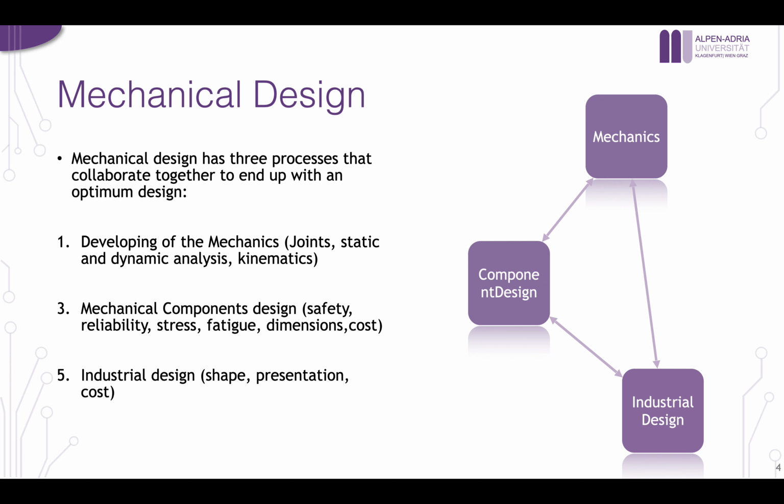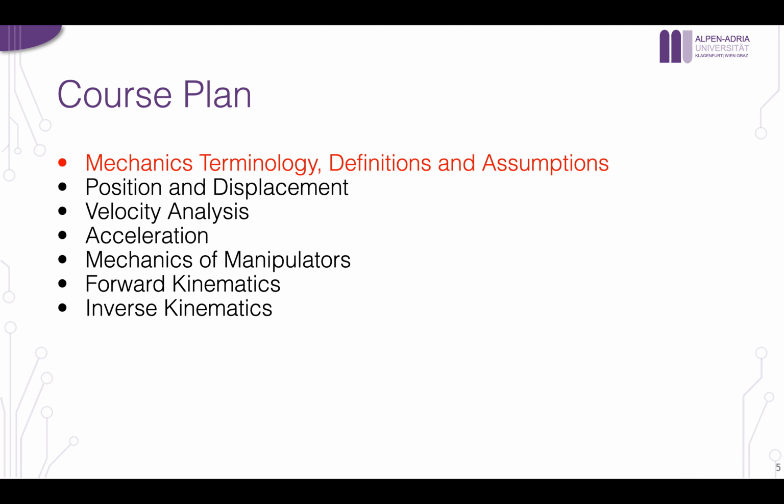Now regarding the mechanics, it is more about the joint static and dynamic analysis, which is also called kinematics and also kinetics. The mechanical component design is micro scale, where you take each component alone and try to see how you can design it, what is the appropriate dimension of it. And the mechanics is more, now we put these components together and we do the full analysis on it. As I said, the industrial design is more about shape, presentation, and the cost of a machine.